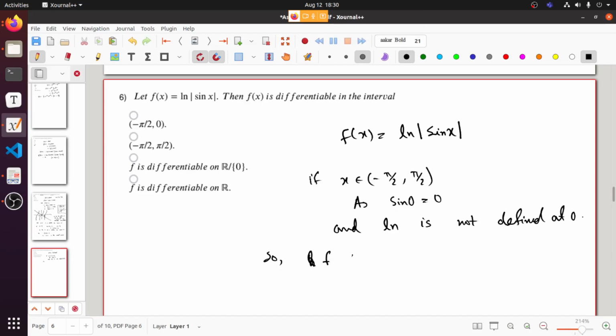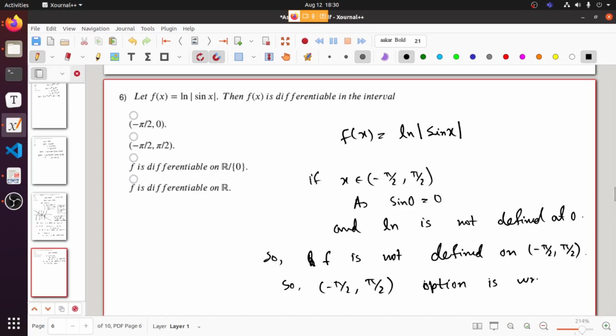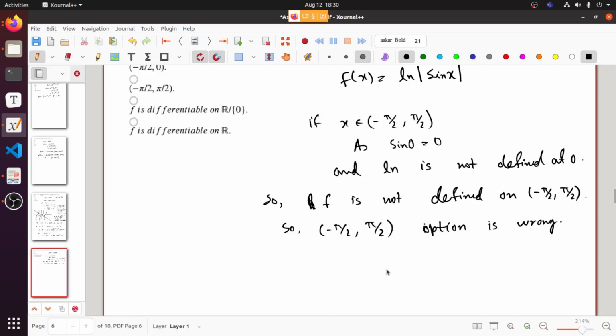So f is not defined on minus pi by 2 to pi by 2. So this option is wrong. Now what will be the third option? What is it saying? f is differentiable on R minus 0.